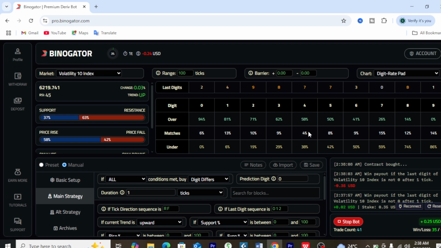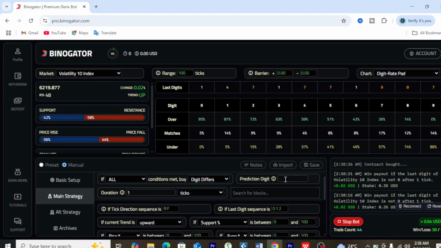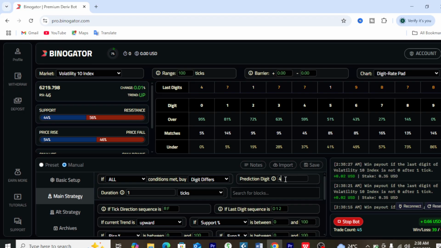So this now, what number is this? This digit is 4. 4 has the lowest. Okay, the market has balance. I wanted to change it to 4 because 4 and 0 now have the same percentage, but 4 is now lower. So let me change the prediction digit to 4 and I'll just leave the bot to keep running.